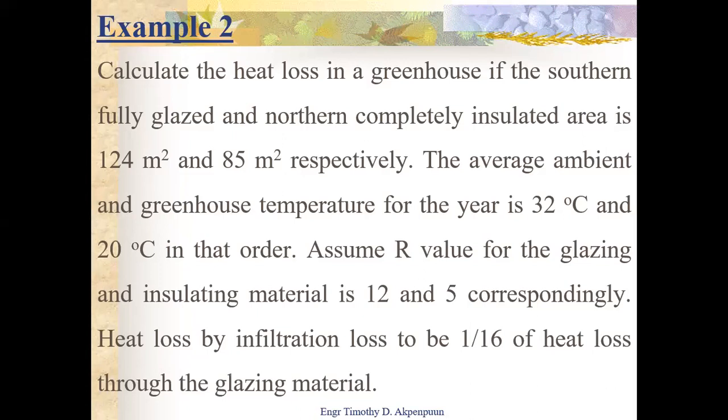It says: calculate the heat loss in a greenhouse if the southern fully glazed and northern completely insulated area is this and this respectively. The average ambient and greenhouse temperature for the year is 32 degrees and 20 degrees Celsius in that order. Assume R value for the glazing and insulating material is this and this respectively. Heat loss by infiltration is to be 1/6% of heat loss through the glazing. Calculate the heat loss in the greenhouse.